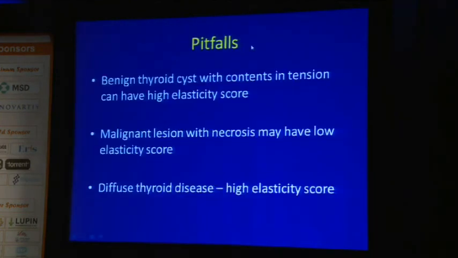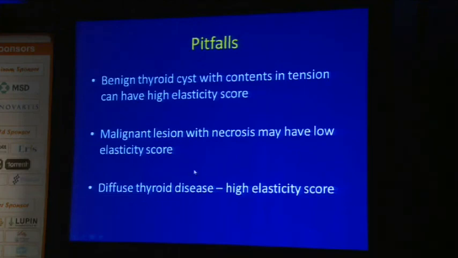The pitfalls of this method is that a benign cystic lesion, like I showed you previously, may have contents which are in high tension, and we may get a falsely hard elasticity score for this particular lesion. And similarly, a malignant lesion which has central necrosis may have a low elasticity score. So those are potential pitfalls. And similarly, if the patient has diffuse thyroid disease in the background, there can again be a high elasticity score within the lesion.